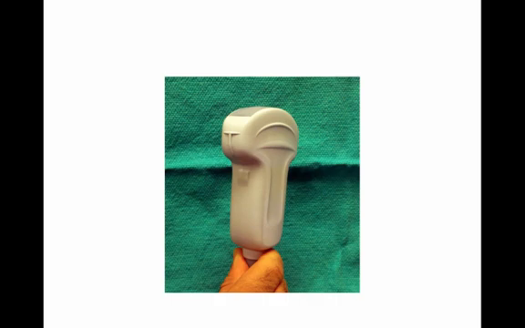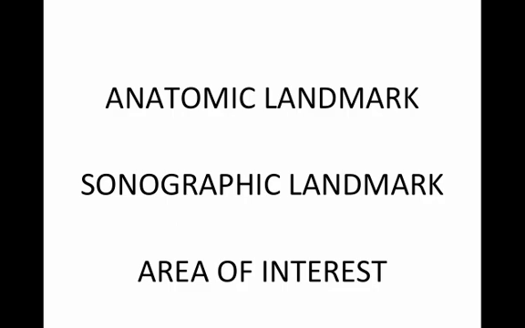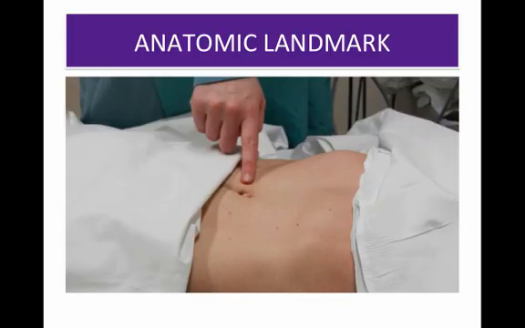Well, for every basic application, we start first by identifying the anatomic landmark. Then we identify the sonographic landmark. And finally, we identify the area of interest. Okay, let's start by identifying the anatomic landmark. The anatomic landmark for this type of scan is the umbilicus. Yes, the umbilicus. This is the landmark you use to know where to place your probe initially.